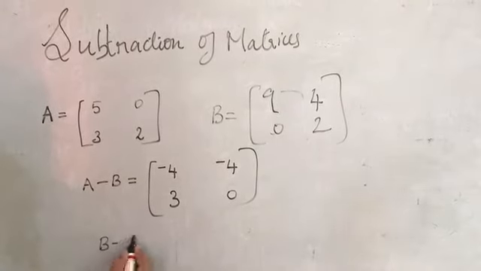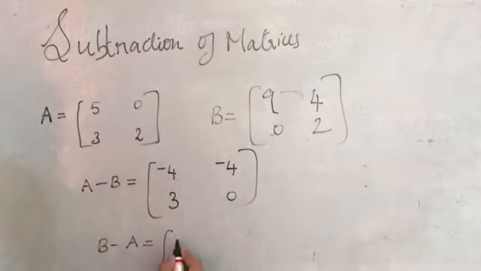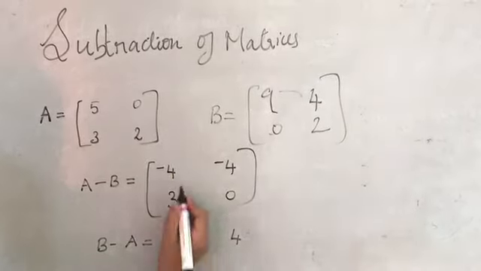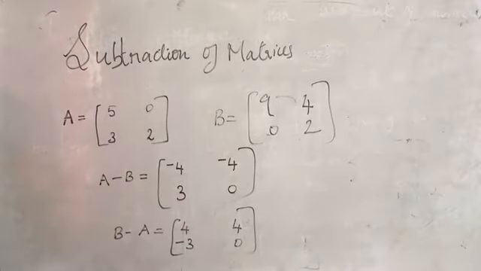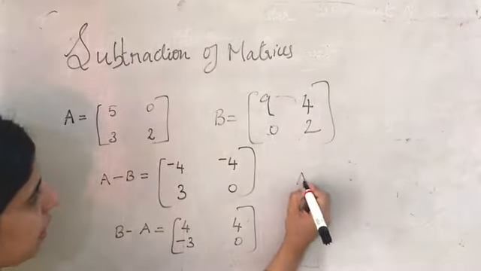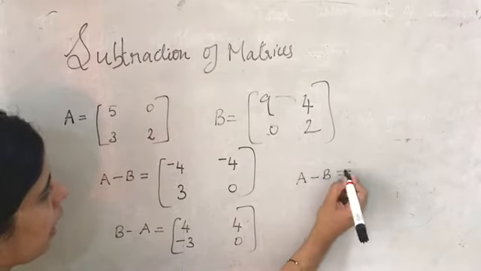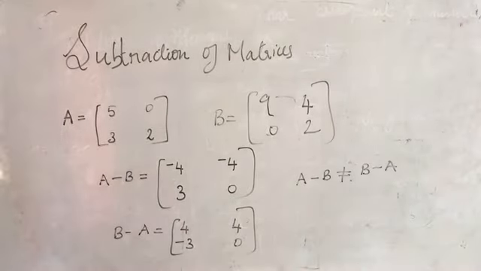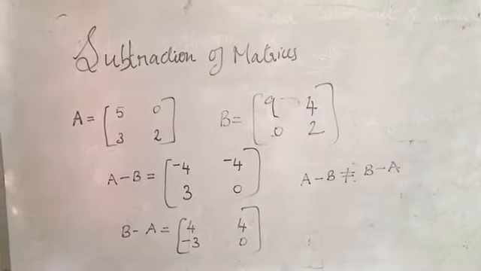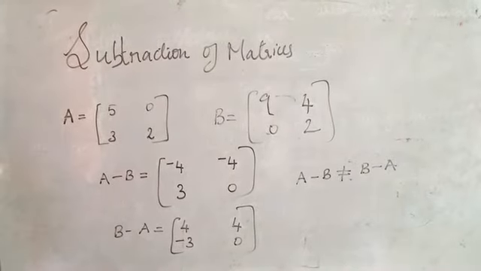But B minus A will be equal to 4, 4, minus 3, 0. So from this we understand that if two matrices are subtracted, A minus B is not equal to B minus A. But in case of addition it is right: A plus B will be equal to B plus A. But in subtraction, A minus B is not equal to B minus A. So addition of matrices is commutative and subtraction of matrices is not commutative.